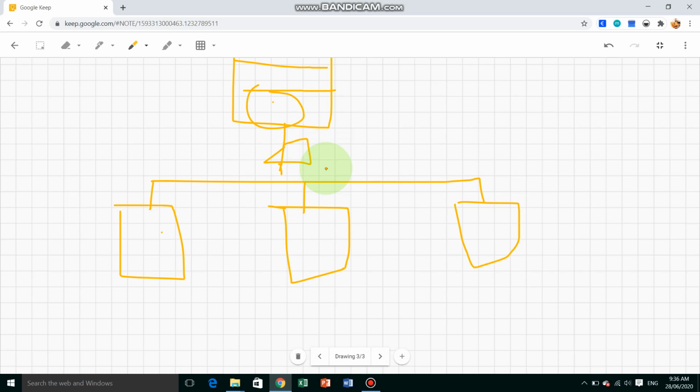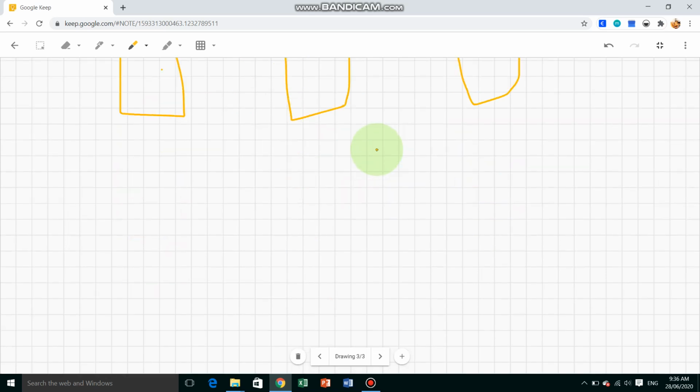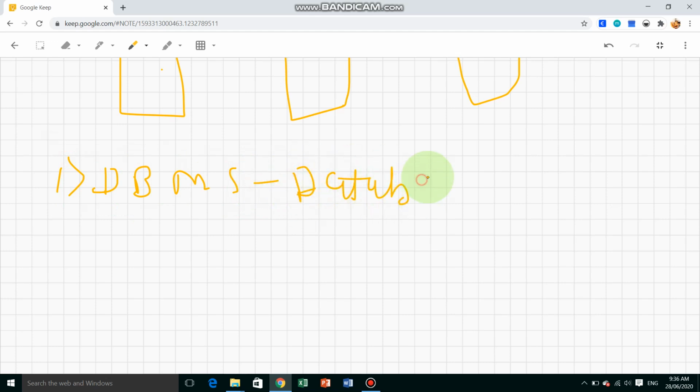So these are all the types of data models. Now we understand two terms. The first one is DBMS, a database management system. This name is given in your books, page number 7. Database management system.